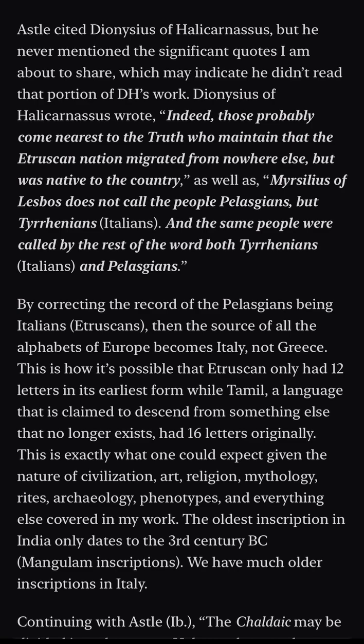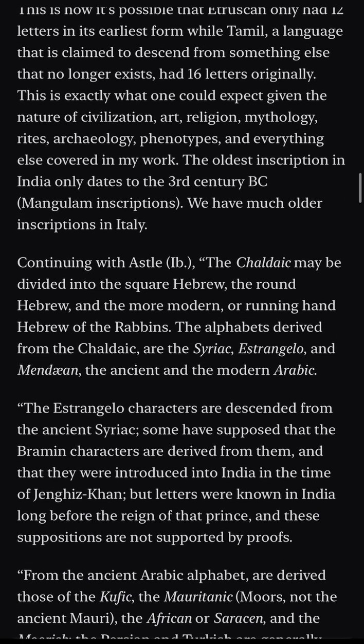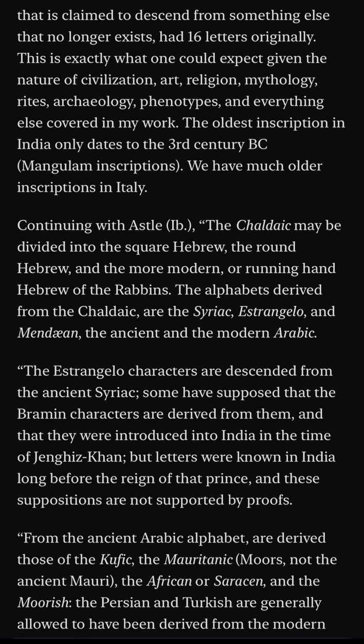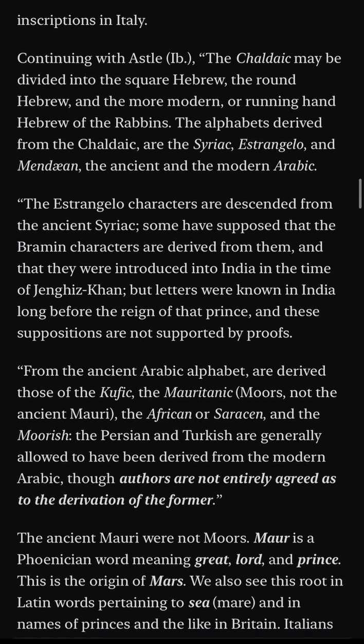By correcting the record of the Pelasgians being Italians, Etruscans, then the source of all the alphabets of Europe becomes Italy, not Greece. This is how it's possible that Etruscan only had 12 letters in its earliest form while Tamil, a language that is claimed to descend from something else that no longer exists, had 16 letters originally. This is exactly what one could expect given the nature of civilization, art, religion, mythology, rites, archaeology, phenotypes, and everything else covered in my work. The oldest inscription in India only dates to the 3rd century BC, Mangulam inscriptions. We have much older inscriptions in Italy.